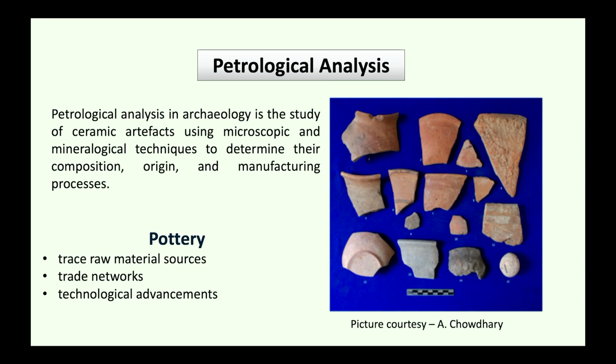For example, we come to know from where the raw material of a particular potsherd was extracted by the ancient people, the trade network of the particular region, as well as the technological advancement practiced by the ancient potter. This kind of information we can reconstruct on the basis of petrological analysis, because, according to Flinders Petrie, these potsherds are the alphabet of archaeology. So these are very important to study and to reconstruct ancient past activity.